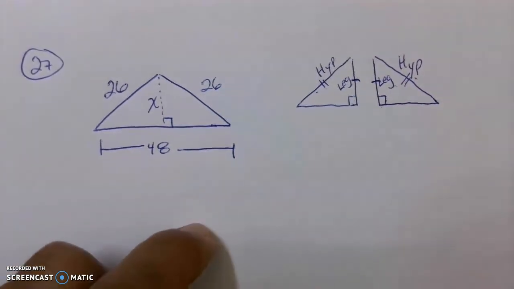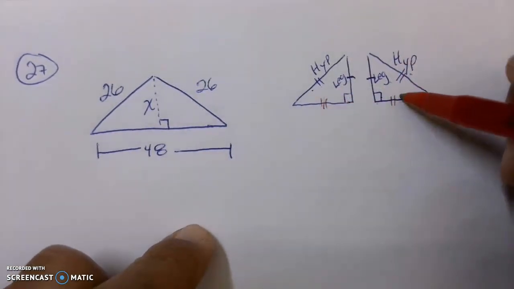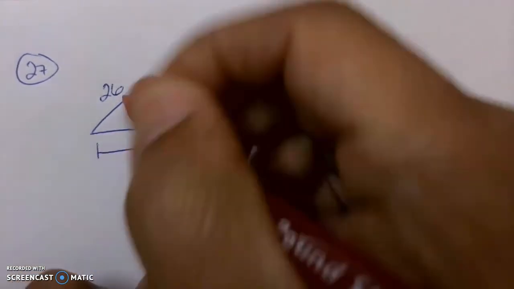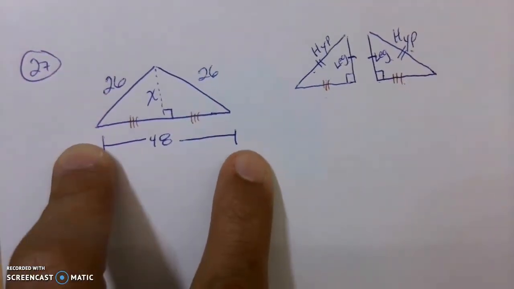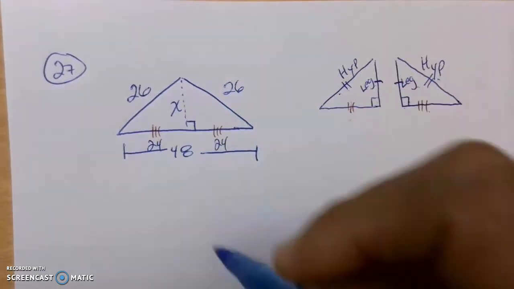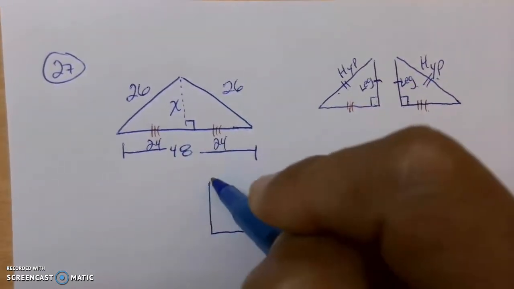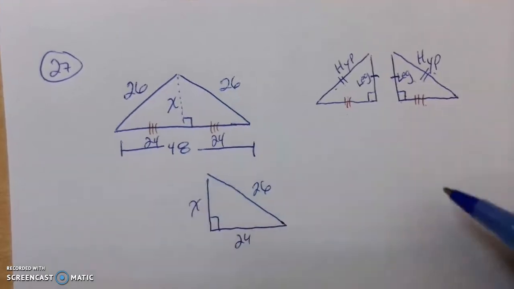And when side lengths are equal, of course, that means all the corresponding parts inside congruent triangles are equal. So this side here is the same as this side here. So if it's all the way across 48, then halfway across would be 24 and 24. So then all you need to focus in on is this 24, 26, x triangle.